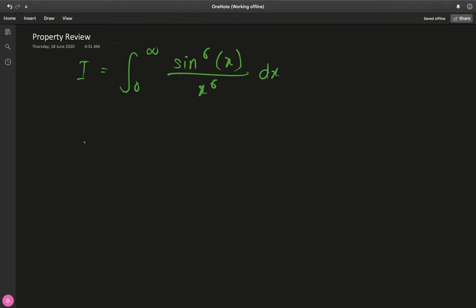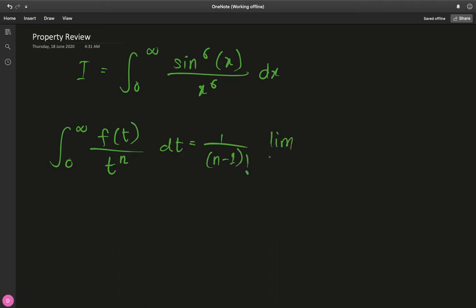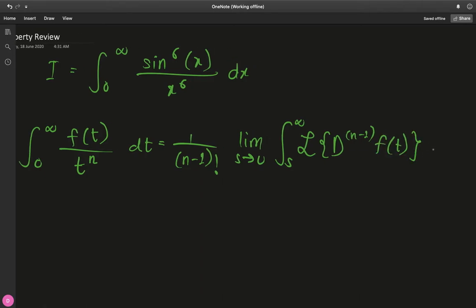So the property that we have to discuss is basically the integral from 0 to infinity of a function of, in this case, t divided by t to the n dt is equal to 1 over (n minus 1) factorial times the limit as s goes to 0 of the integral from s to infinity of the Laplace transform of the (n minus 1)th derivative of f of t with respect to s integrated.